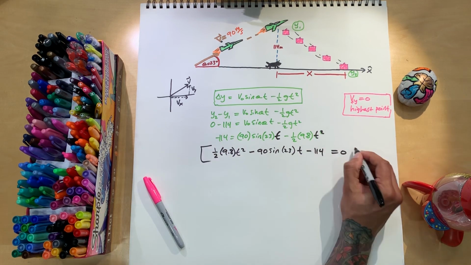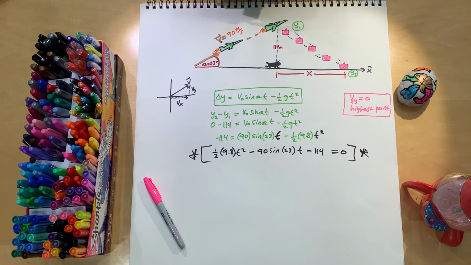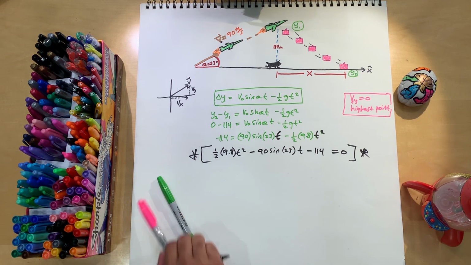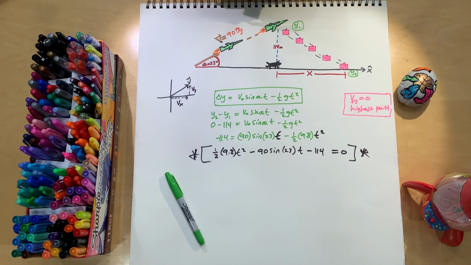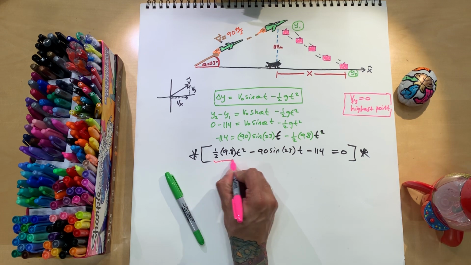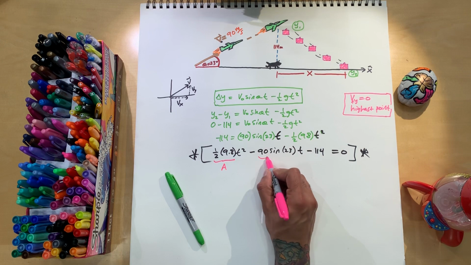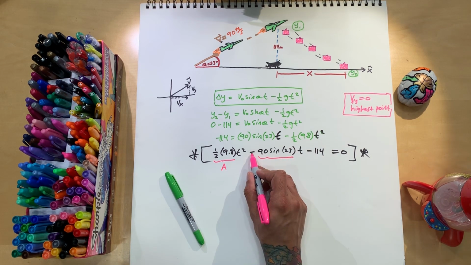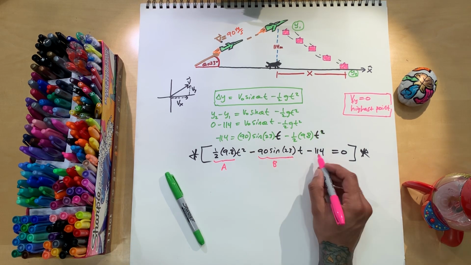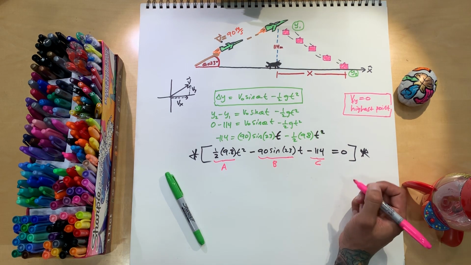This step is critical, crucial, important, okay? Because now when you look at it, you should be able to identify that you have a quadratic. And that's a good thing because the only thing that we're missing is T. So this value in front of T squared is A. This value in front of T, including the minus sign, is B. And this value here that has nothing is C.